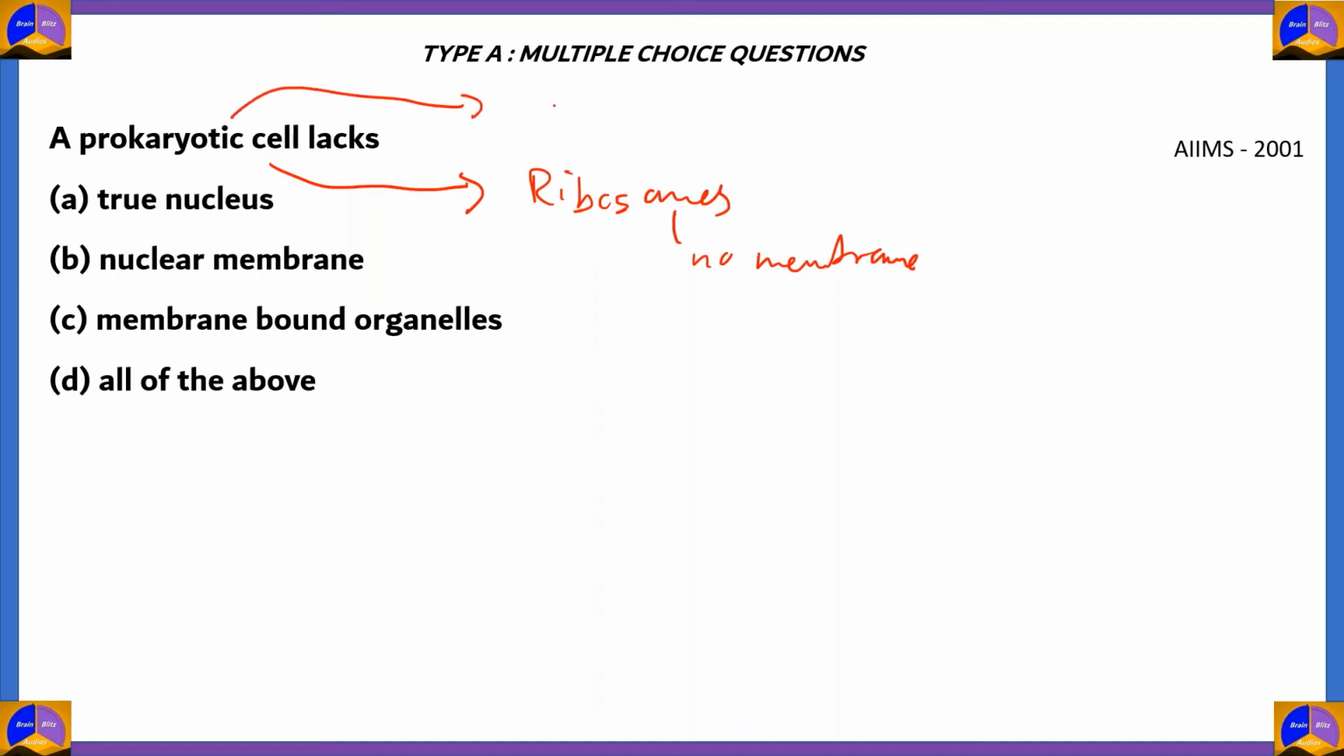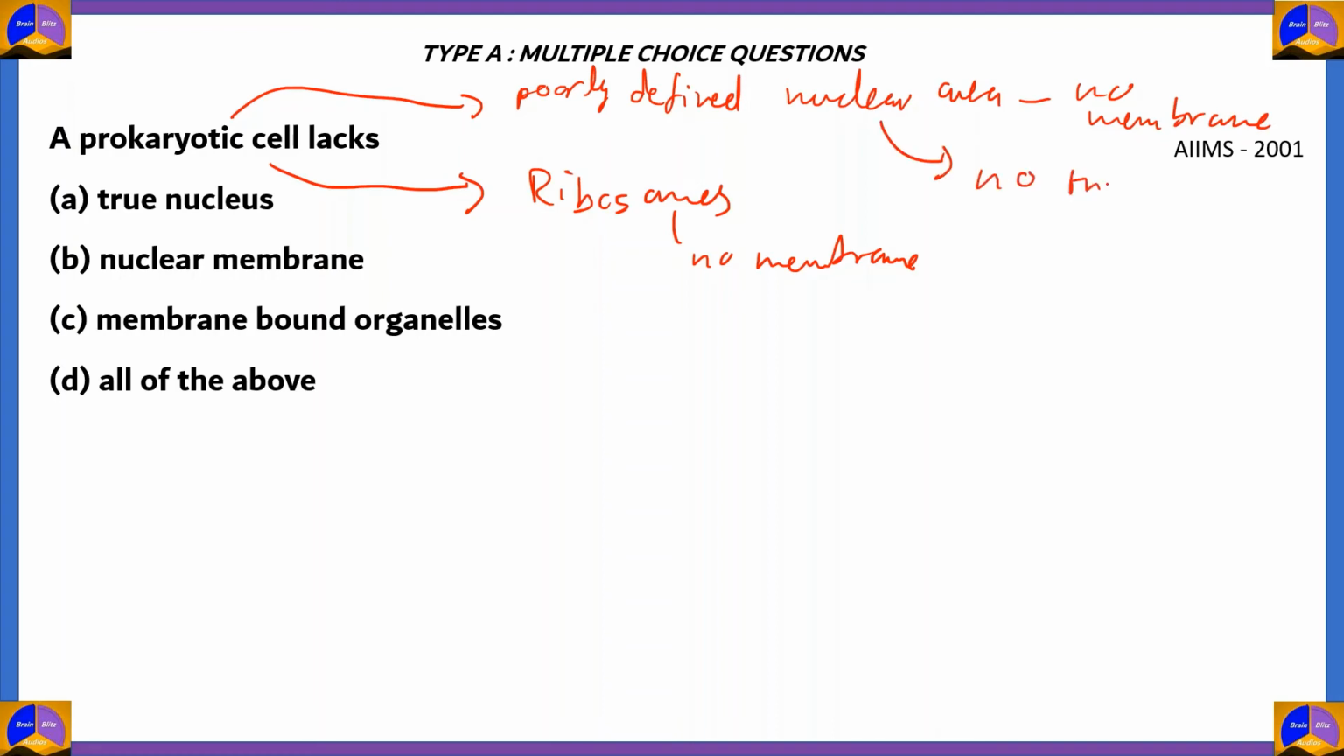And a prokaryotic cell has a poorly defined nucleus, poorly defined nuclear area. So that means no membrane. And also no true nucleus. So therefore, since all three of these are correct, our answer will be option D, all of the above.